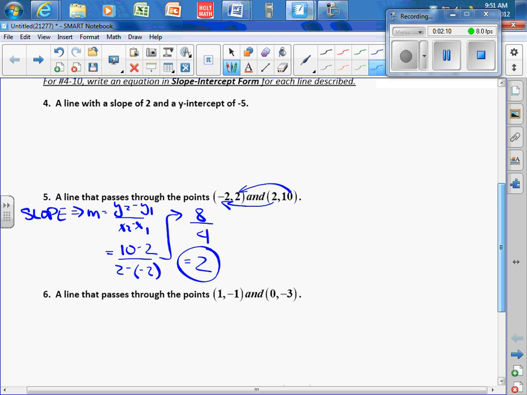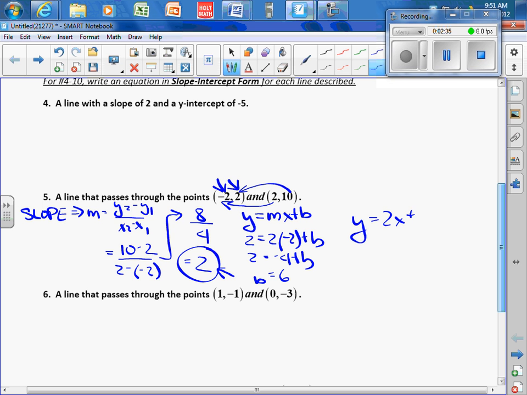Find the y-intercept. How do you do that? Start with y equals mx plus b. Take either point, I don't care which one. I always take the first simply because it's first. I put the 2 in for the y, equals 2 in for the m, negative 2 in for the x, plus b. 2 is equal to negative 4 plus b, b is equal to 6, y is equal to 2x plus 6.